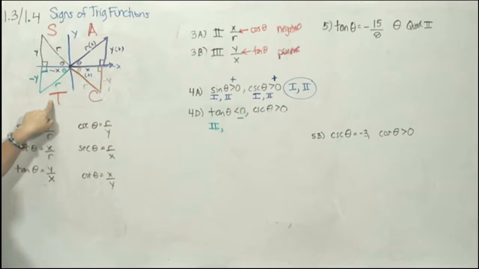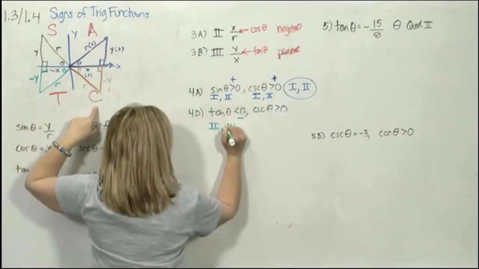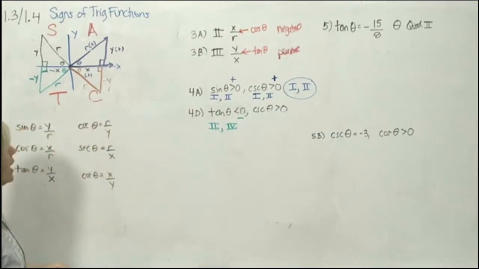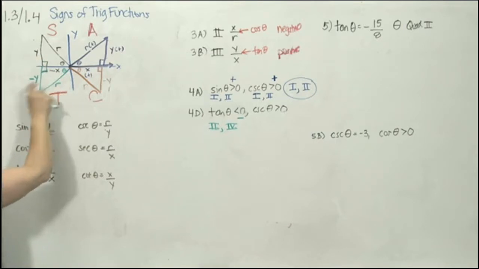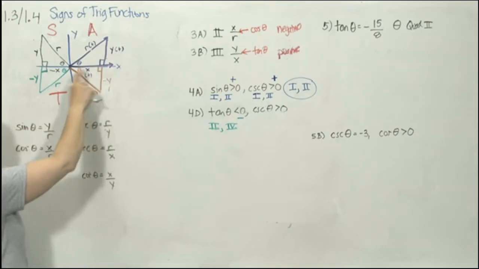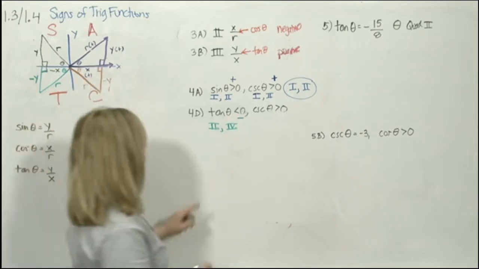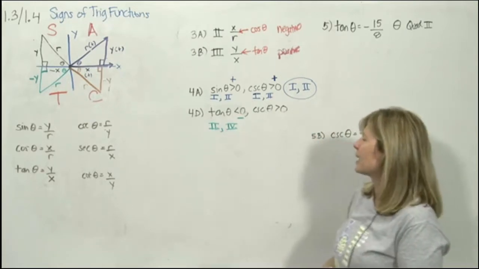T means tangent is positive. C means cosine is positive. If cosine is positive, everybody else is negative. So tangent would be negative in quadrant 4. If you don't believe me, watch. The definition of tangent is y over x. In quadrant 2, y over negative x would be negative. In quadrant 4, negative y over x would be negative. So in quadrants 2 and 4, if we drew the right triangles, our fraction for tangent would be negative.